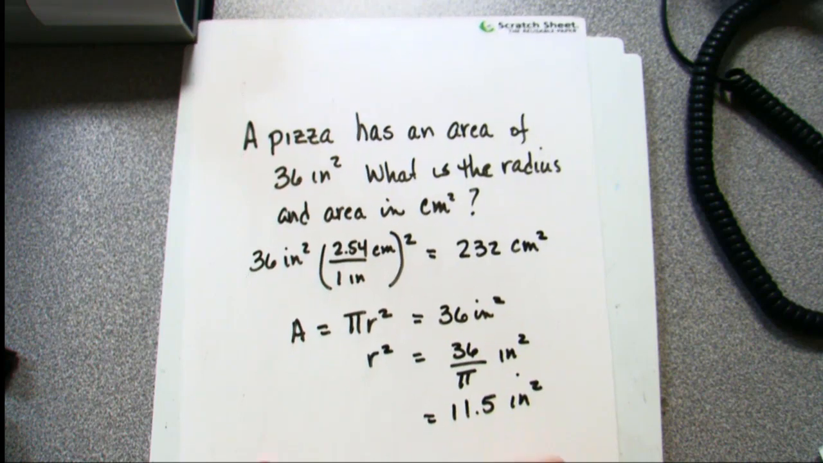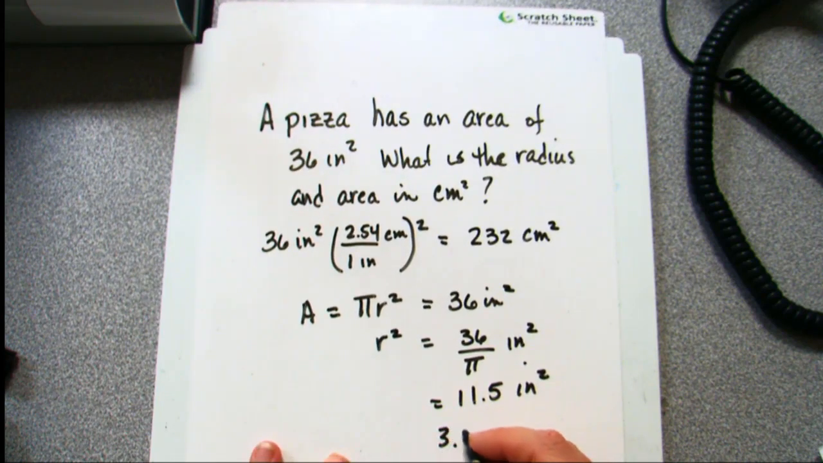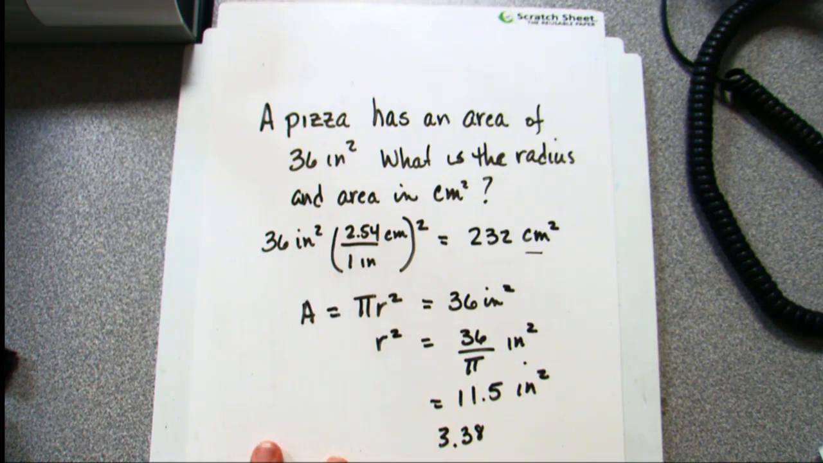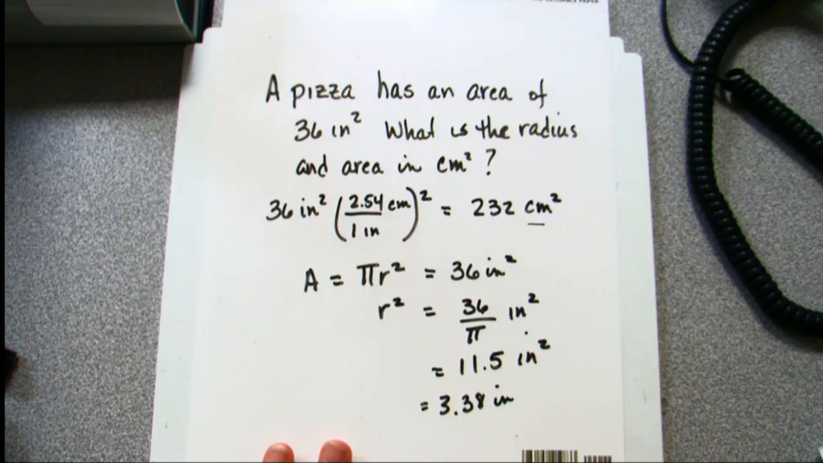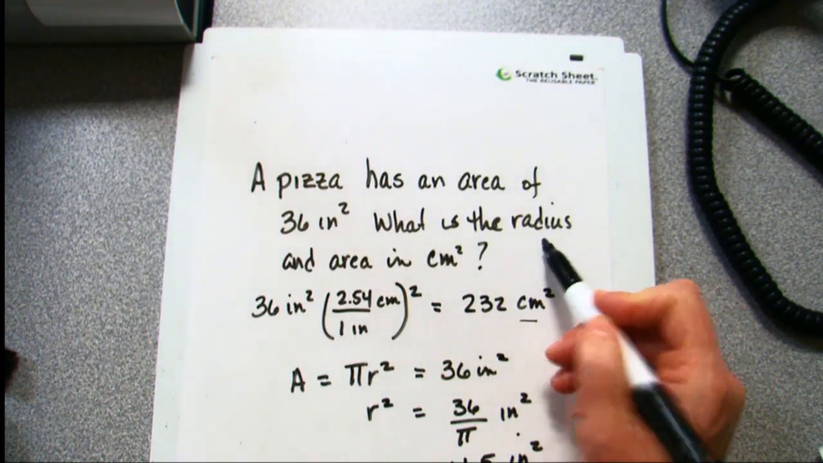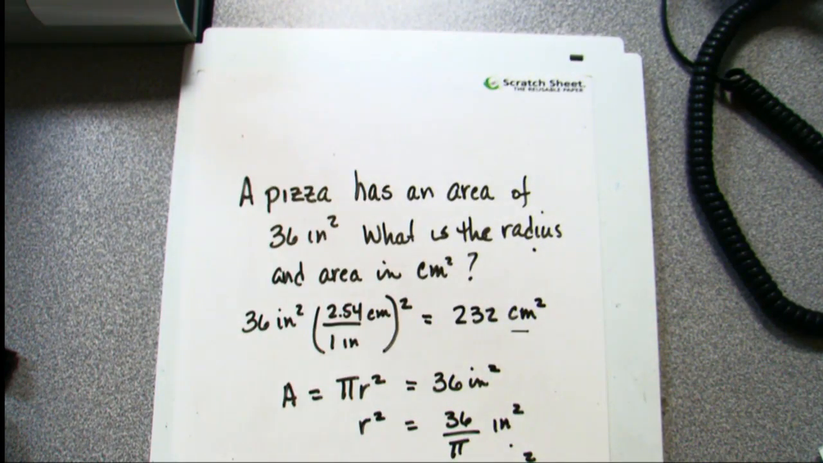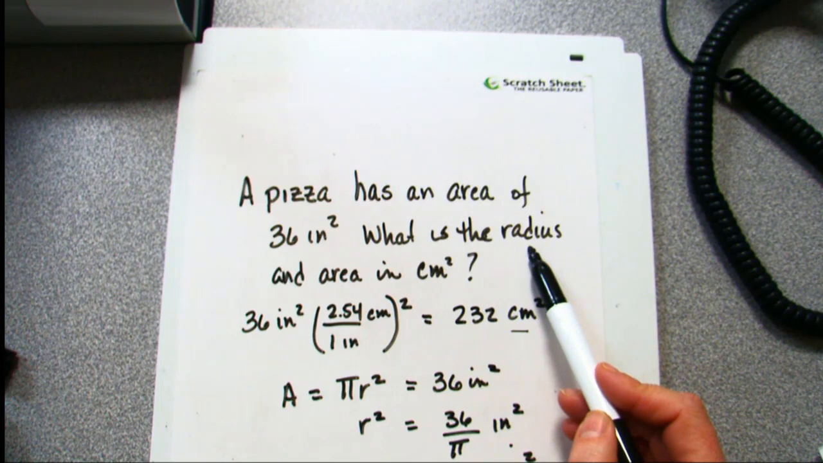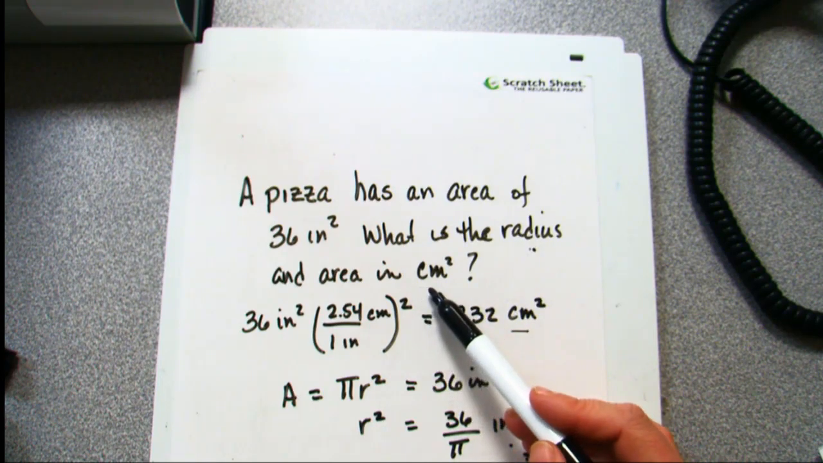Didn't you just already get your centimeters squared, that's 232 centimeters squared for the area? That's for the area. 36 inches squared, 232 centimeters squared. And whenever you're figuring out the radius in centimeters, you're doing the calculation there. You can. I didn't specify units on the radius though. What is the radius and the area in centimeters? Well, I just said the area in centimeters squared. I asked what the radius is, so I didn't really specify. And I asked for the area in centimeters squared.